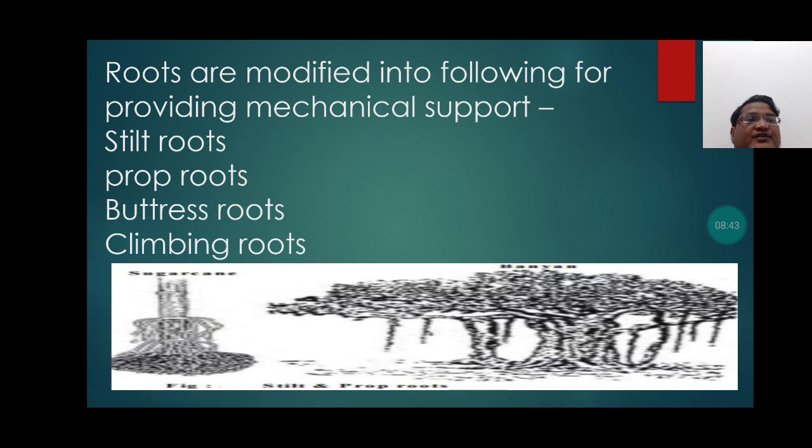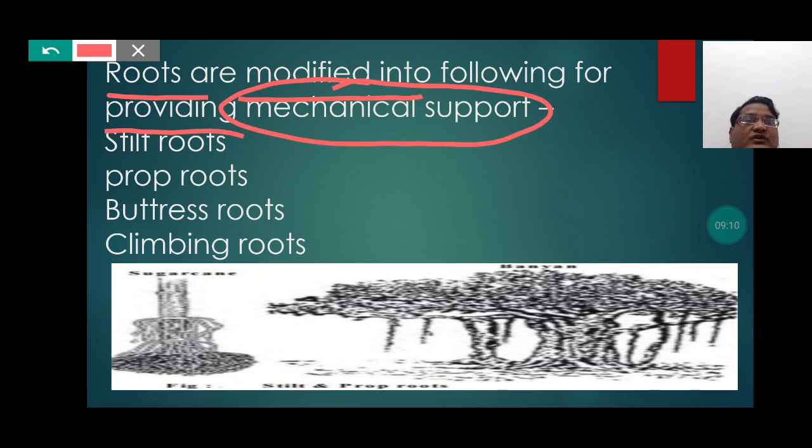Roots are modified into following for providing mechanical support: stilt roots, prop roots, buttress roots, and climbing roots. So students, the modifications of the root which is for a certain reason, and that is to provide the mechanical support to the plant, are stilt roots, prop roots, buttress roots, and climbing roots.